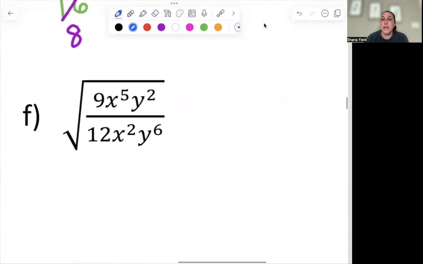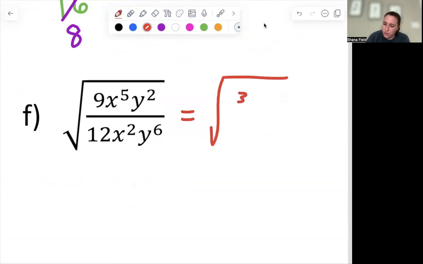Okay, so again, I will reduce and clean up first. I'm going to break this down, divide both of those by 3 and get 3/4. Now my x's, when I subtract those, I'm going to get 3 on top because we have more on top. Here, 2 and 6, I subtract. I'm going to have 4 y's on the bottom because that's where I had more.